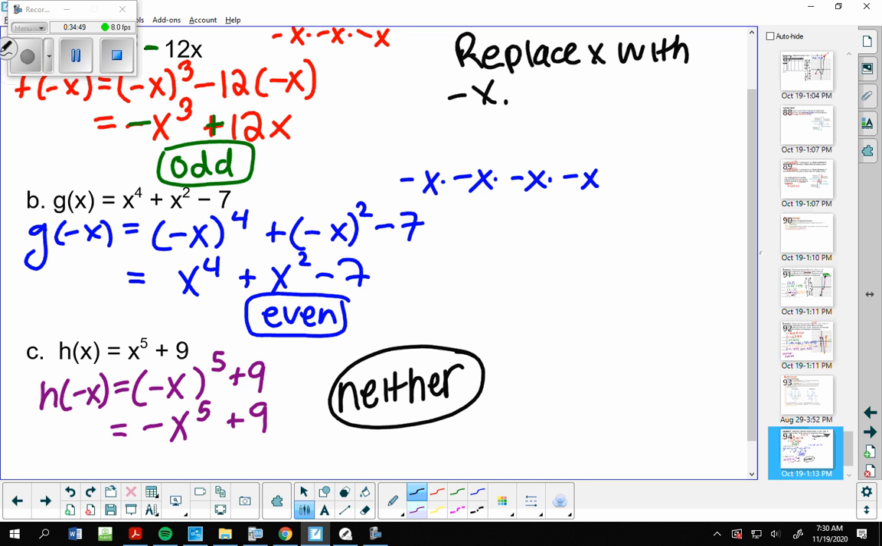So it's only odd if every single sign is the opposite sign, and it's only even if every single sign is the exact same. But in this case, one was the opposite sign and one was the same sign, which makes it neither. And that is it for the lesson today.